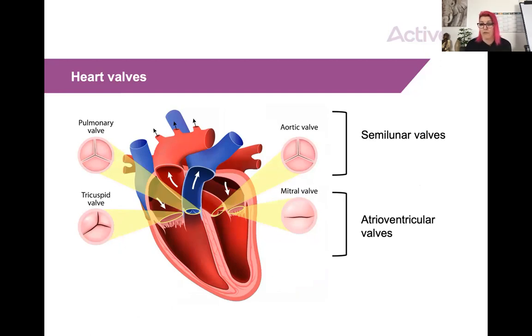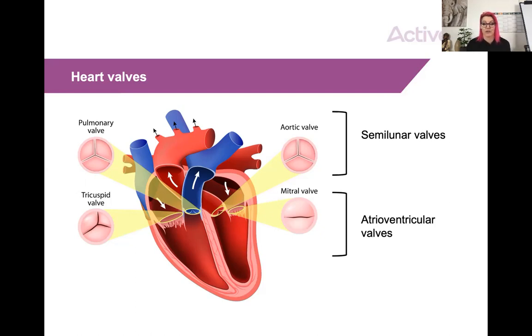So we have atrioventricular valves. In the left side, we've got the mitral valve, or you may see it called the bicuspid valve. And in the right side of the heart, between the atrium and ventricle, you've got the tricuspid valve. So it's like a backflow valve. It's stopping the blood going back to where it came from. And then we have the aortic valve in between the aorta and the left ventricle. So that's stopping the blood coming back from the artery.